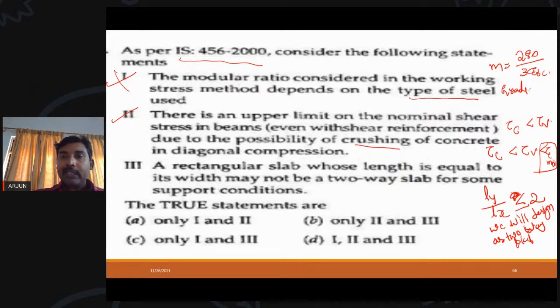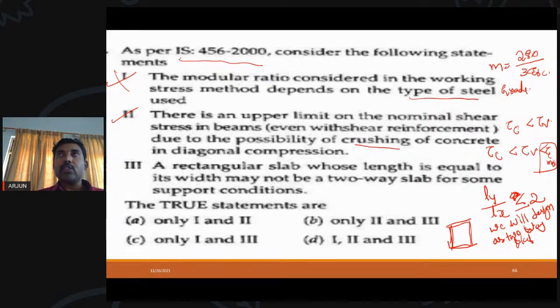So this is true only in case the slab is resting on all the four edges. If all the four edges are resting on some support, then we will design it as a two-way slab. In case any one of the edges is not supported by any support, then we don't design it as a two-way slab, we will design it as a one-way slab.